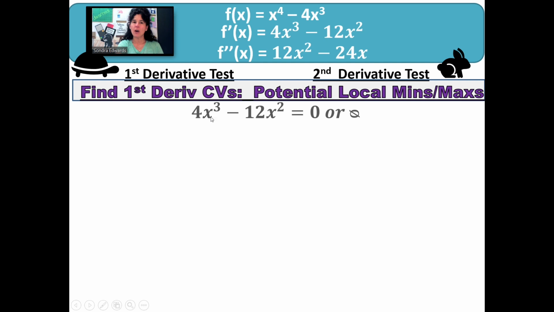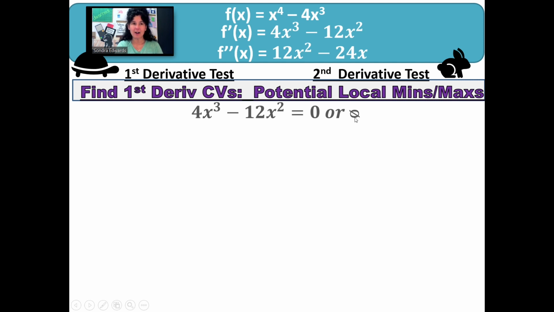Now, 4x cubed minus 12x squared, there is not an x value out there that is going to make that undefined, right? We're not going to be dividing by 0. We're not going to be taking the even root of a negative number. Okay, we don't have any domain issues. So there will not be an x value that makes the first derivative undefined.